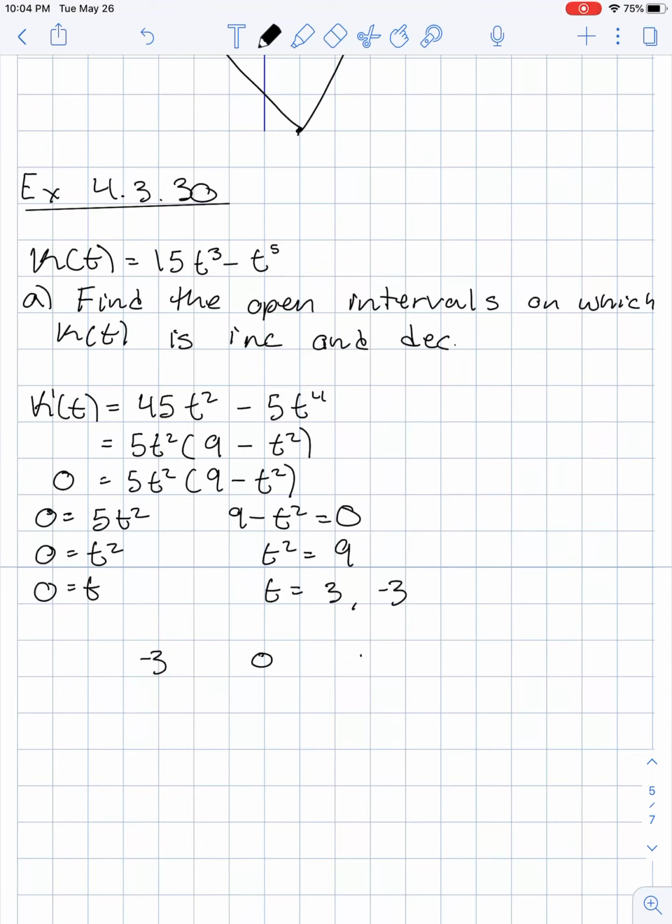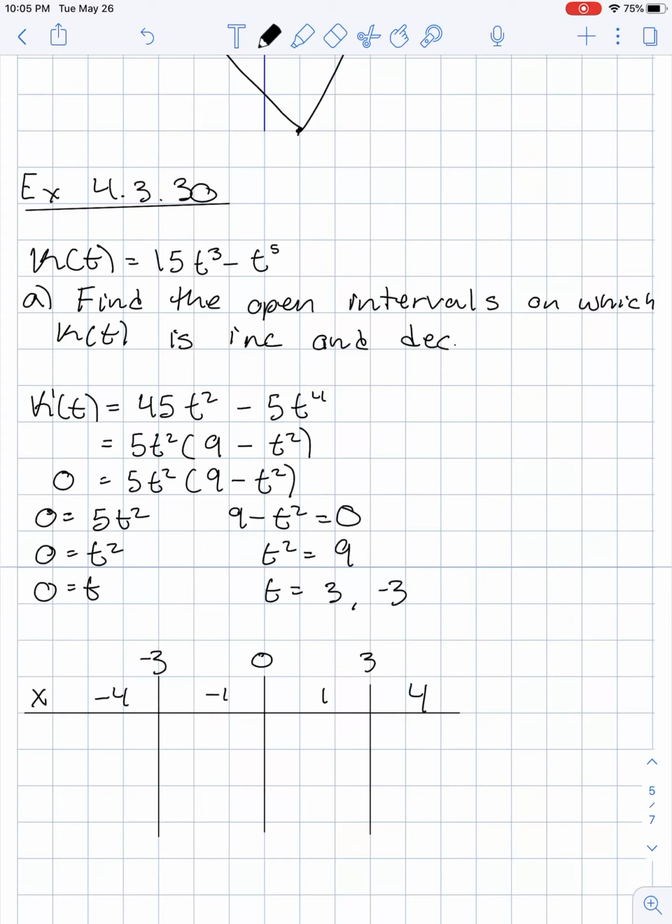So we'll do negative 3, 0, and 3. Draw lines. You don't have to make this chart if you don't want to. This is how the textbook has it, and this is also how I learned it. Okay, cool. So we're going to pick some x values. Negative 4, negative 1, 1, and 4.